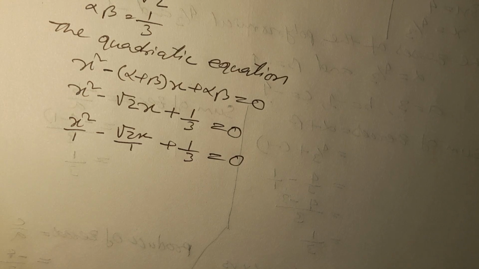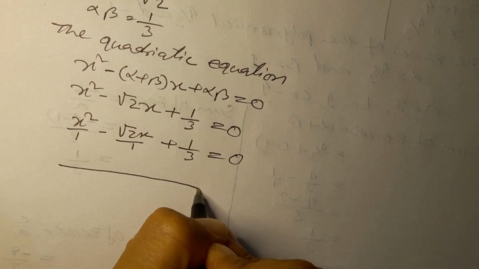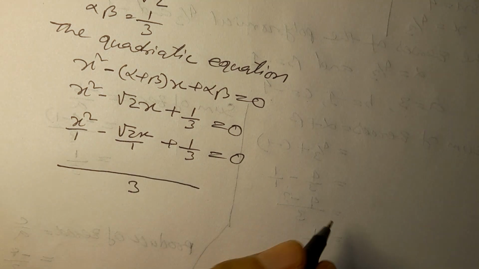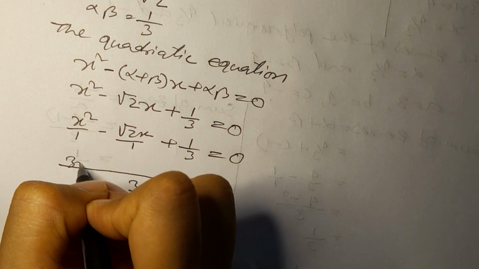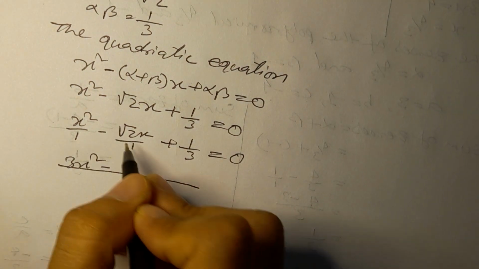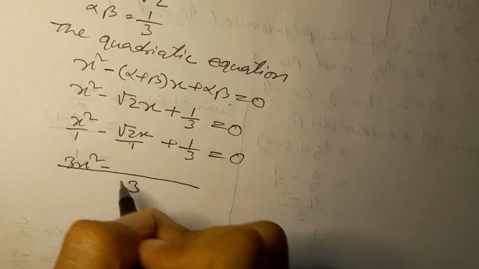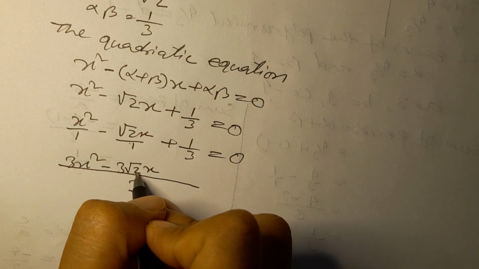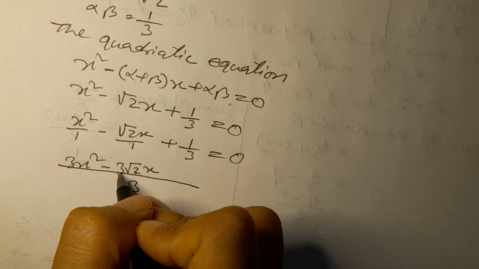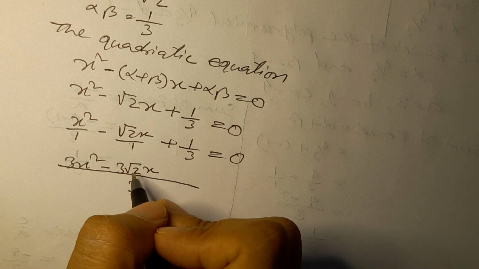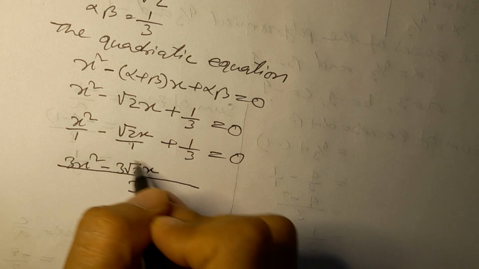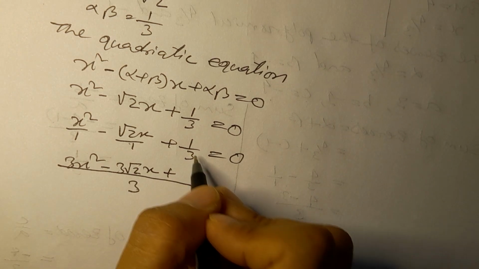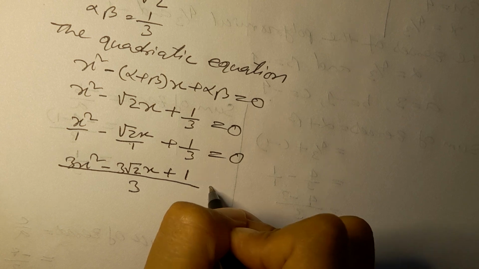Now solve it. For solving, take the LCM. What is the LCM? It will be 3. Now 3 divided by 1 will give 3, so it will be 3x square, minus, now 3 divided by 1 gives 3, so it will be 3 root 2 x. Whenever there is an irrational number, you cannot multiply it with the natural number inside; it will stay as it is. Plus 3 divided by 3, that is 1, 1 into 1, 1, equal to 0.